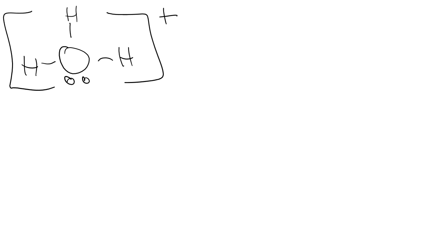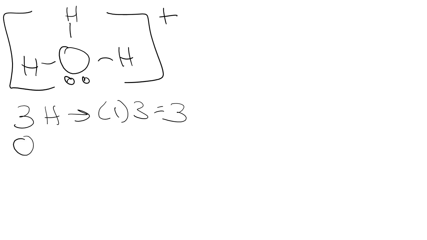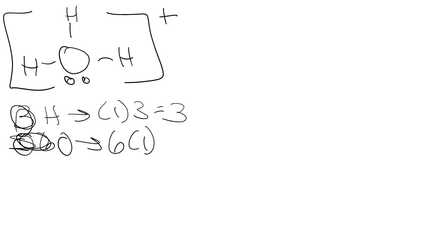So first, let's count valence electrons. We have 3 hydrogens. Hydrogen has 1, and there's 3 of them, so that's 3. Oxygen has 6, and there's 1. 6 plus 3, that's 9. It's positive, so we subtract 1, so we have 8.